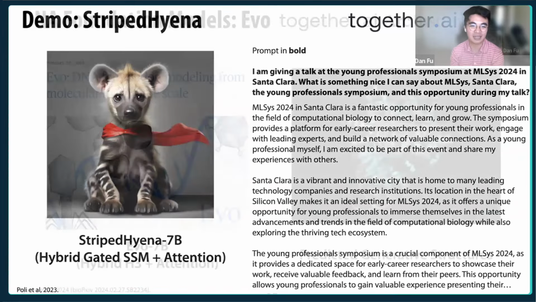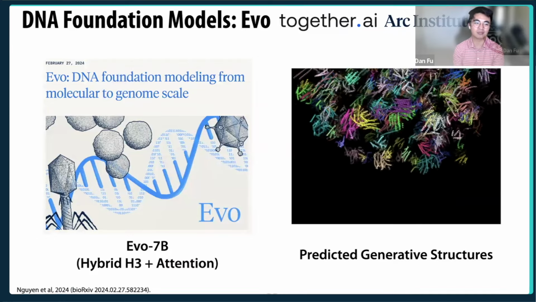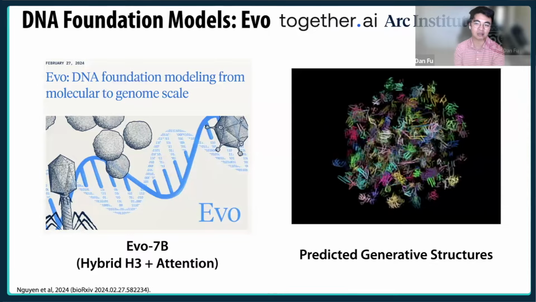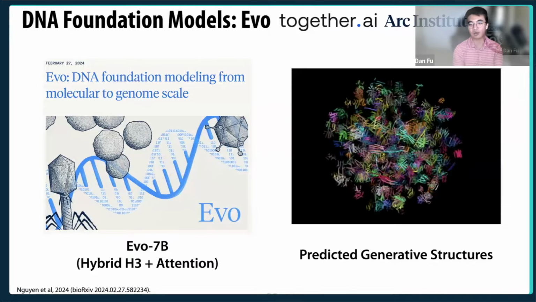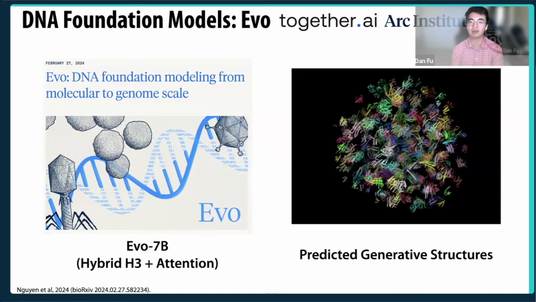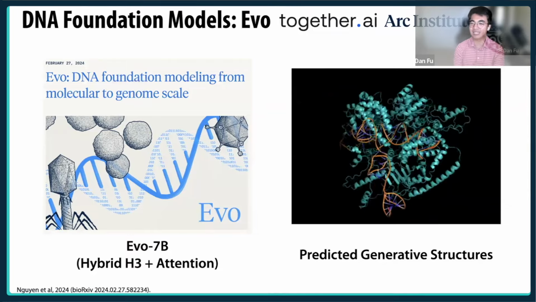The other really exciting thing that's happening with some of these models is that there's some evidence that they are kind of useful in other modalities as well. So this is a model called Evo, again a scaled up version of H3, scaled up to 7 billion parameters, except this time it was pre-trained on DNA sequences.